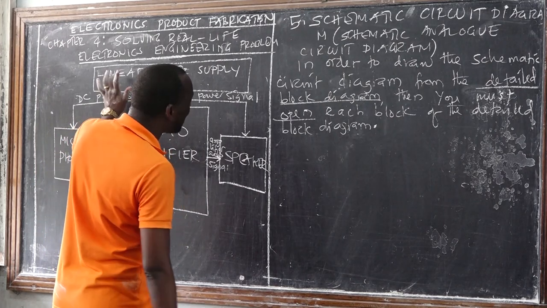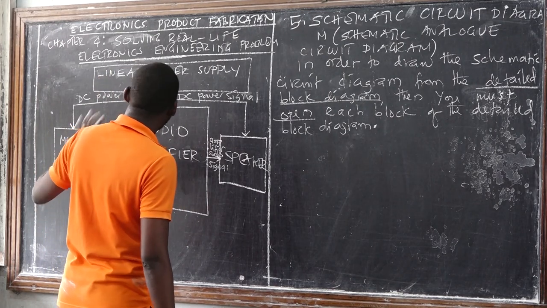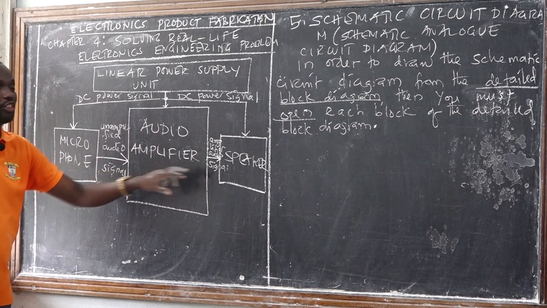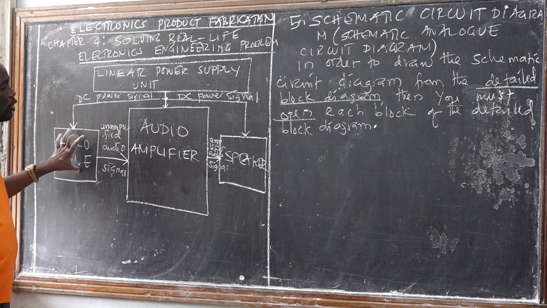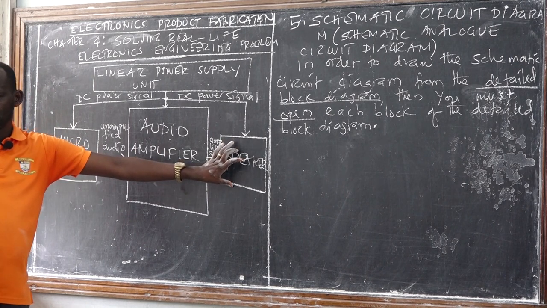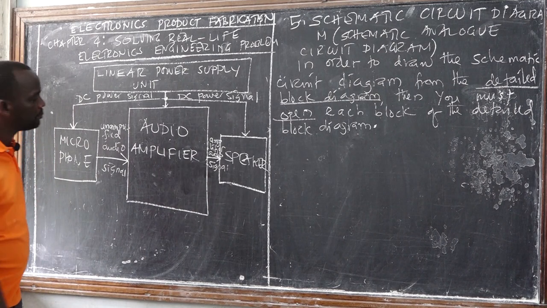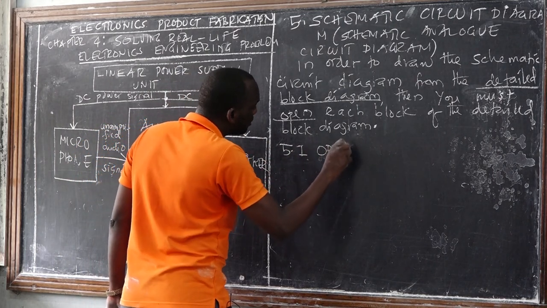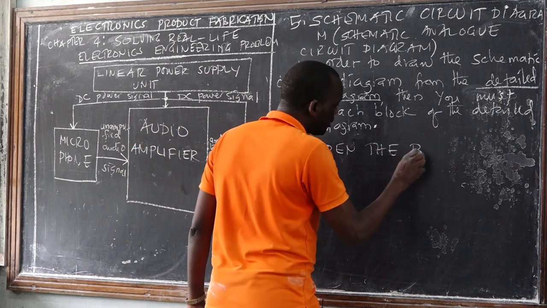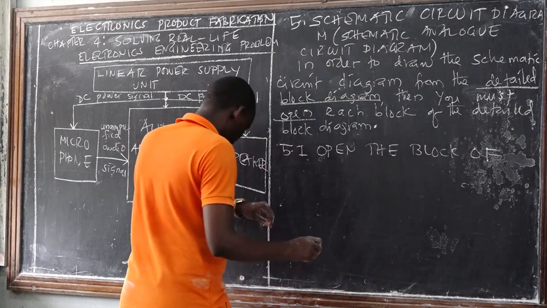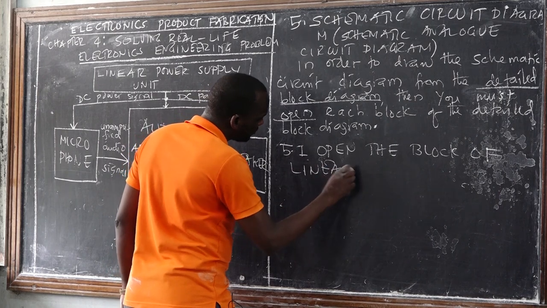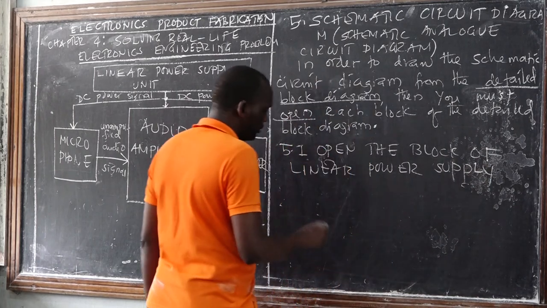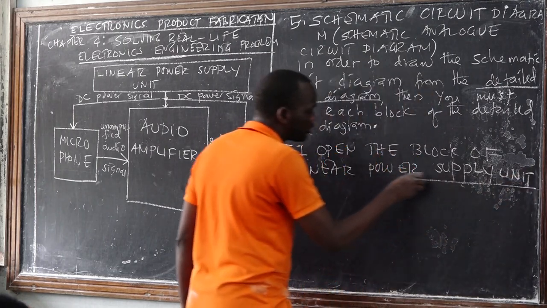Okay. So now, this is the fundamental one. It is one of the fundamentals because you can see that it is depended on by all the three blocks. So if you don't have a power supply, this block might not work, this one might not work, this one might not work. So now, 5.21, open the block of linear power supply, linear power supply unit. So let us open.